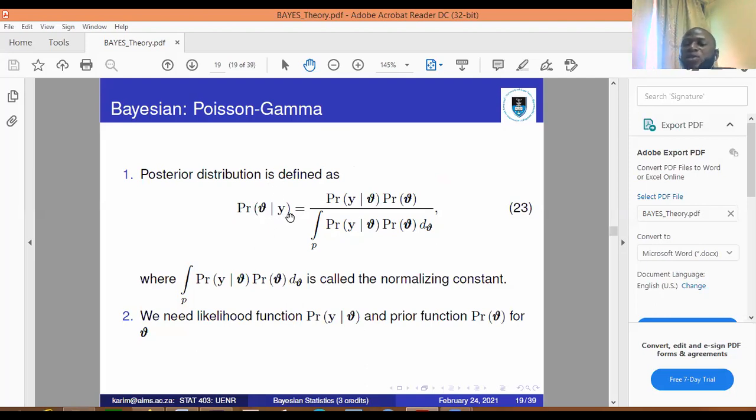Given the data, the probability of the risk in all the regions given the data equals the data likelihood, which we have described in the previous slide, multiplied by the prior distribution for the parameter of interest. Then we integrate that, which is the marginal density. So we integrate with respect to theta, and that will give us the posterior.